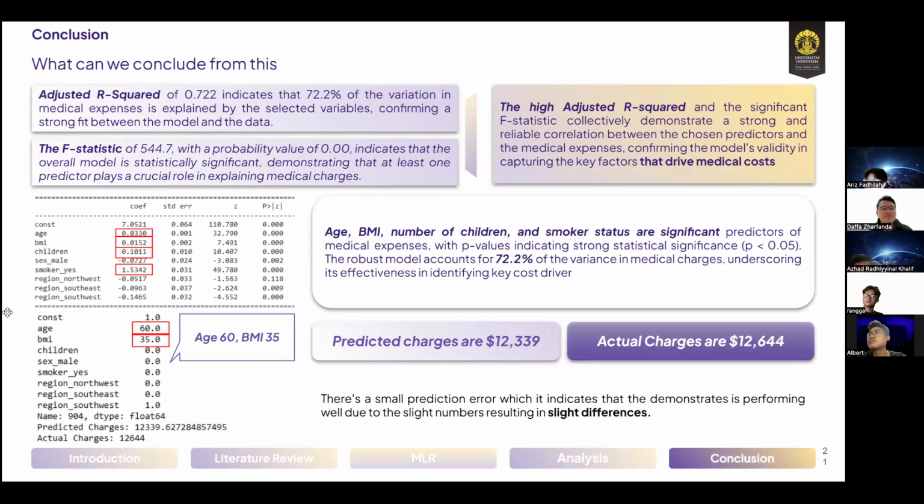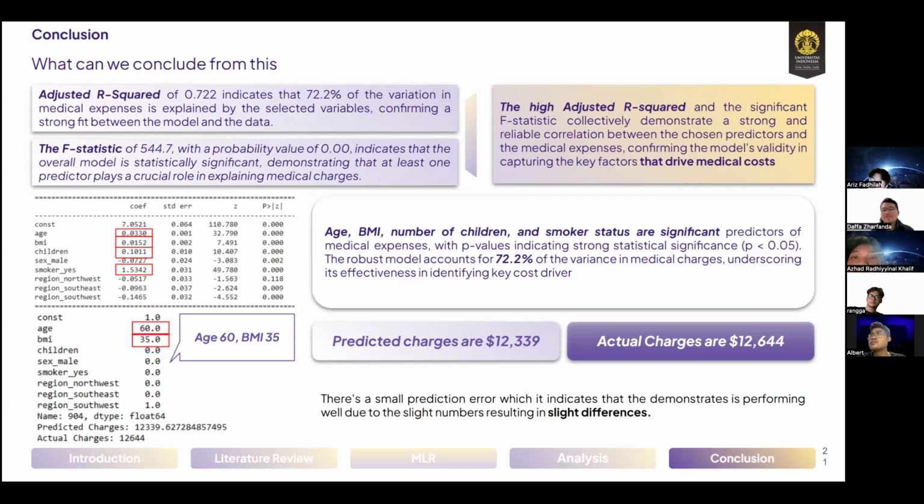And so what can we conclude from this? With the adjusted R squared of 0.722, 72.2% of the variation in medical expenses is explained by the selected variables, confirming a strong fit between the model and the data. Also, the F statistic of 544.7 with a probability value of 0.0 indicates that the overall model is statistically significant. And the higher R squared and the significant F statistic collectively demonstrate a strong and reliable correlation between the chosen predictors and the medical expenses, confirming the model's validity in capturing the key factors that drive medical costs.